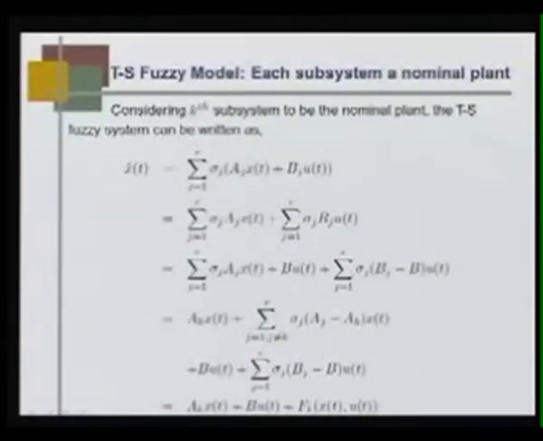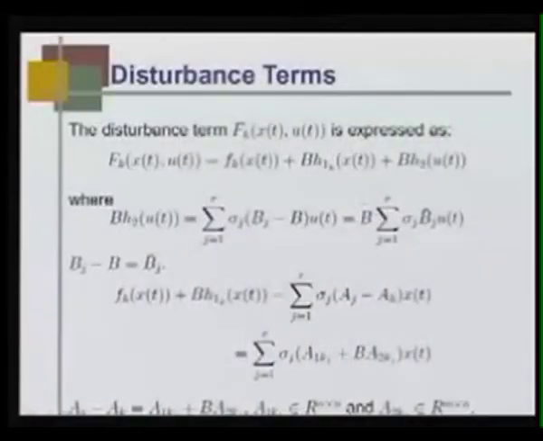Considering the kth subsystem to be the nominal plant, the T-S fuzzy system can be written as this particular one, where x dot t is represented around the kth plant, the plant associated with the kth rule. And similarly, the way we did the disturbance term, f k can be written in terms of three disturbance terms as we saw for controller 1. So, all the approaches are the same, only a little difference would be there.